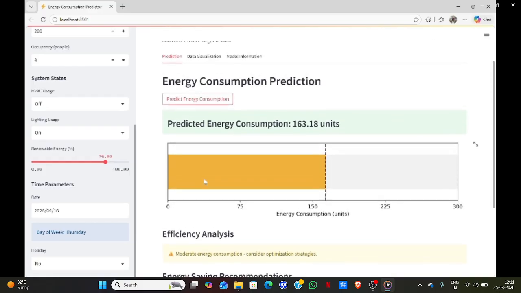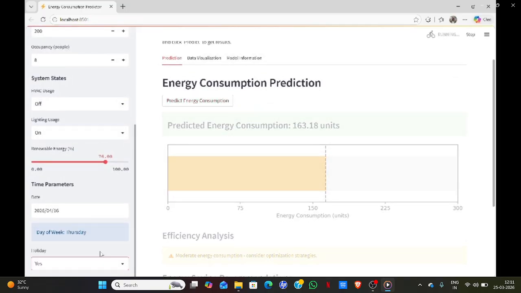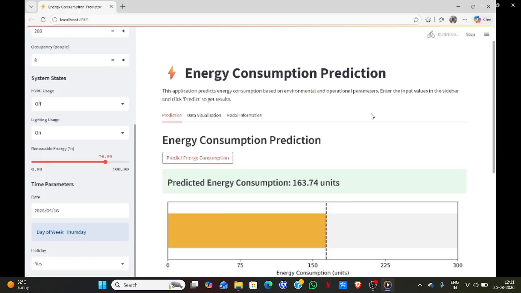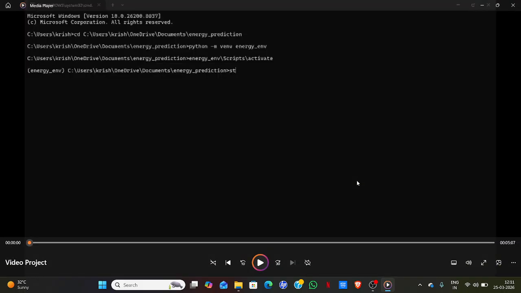In conclusion, the energy consumption prediction system using machine learning demonstrates how artificial intelligence can transform traditional energy monitoring into a smart, predictive, and sustainable solution. Our system takes a data driven approach that blends environmental insights with computational intelligence to address a real world problem of energy inefficiency in modern buildings.